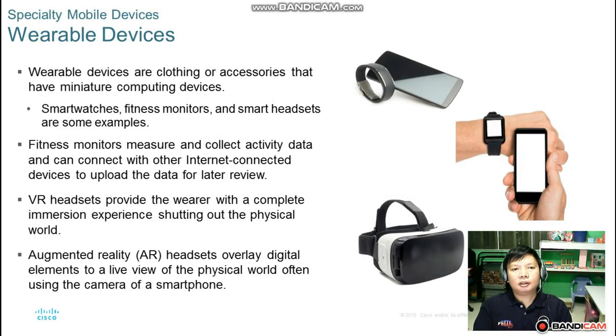Wearable devices. Wearable devices are clothing or accessories that have miniature computing devices. Smartwatches, fitness monitors, and smart headsets are some examples. Fitness monitors measure and collect activity data and can connect with other internet-connected devices to upload data for later review. VR headsets provide the wearer with a complete immersion experience, shutting out the physical world. Augmented reality headsets overlay digital elements onto a live view of the physical world, often using the camera of a smartphone.